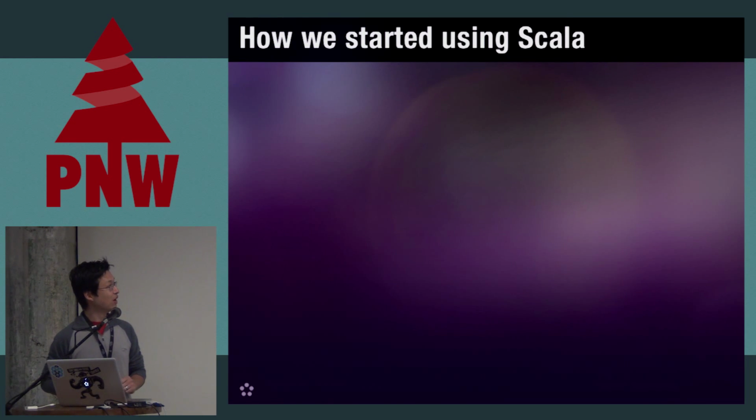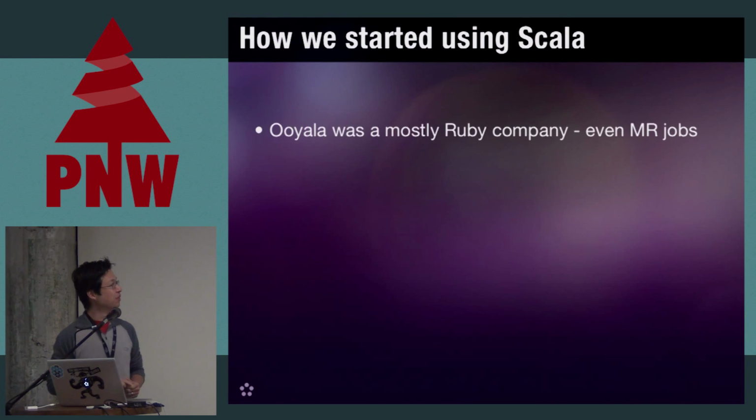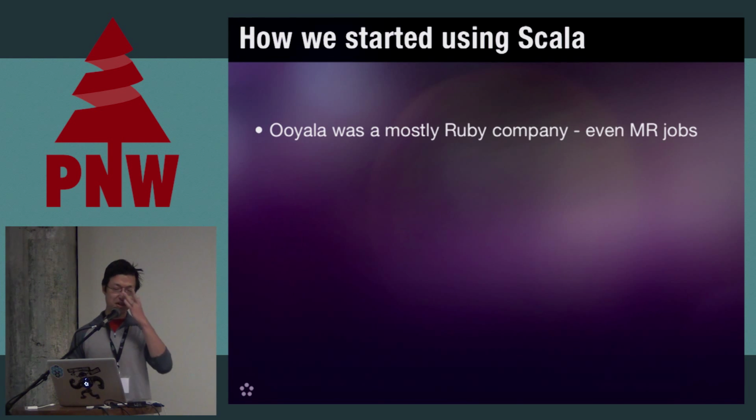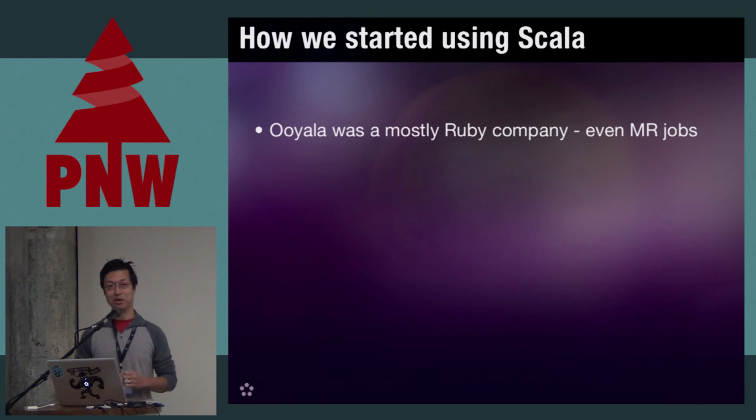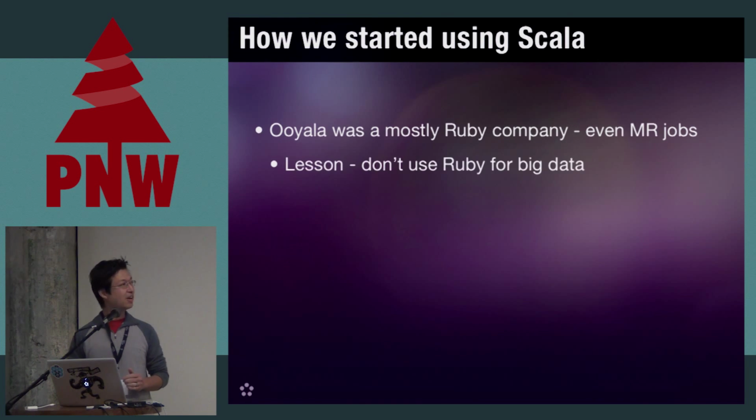How do we start using Scala? So we were actually mostly a Ruby company, plus a little bit of JavaScript, ActionScript, C++ here and there, even MapReduce jobs. Now that was pretty interesting. And what we learned out of that was that Ruby is not really a good fit for big data. It is slow. It is very slow, actually. It has no type safety.